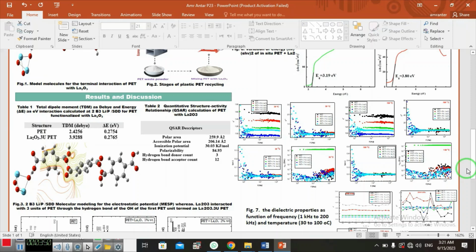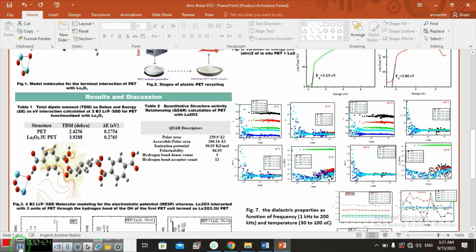Figure 3 shows the calculated MESP maps for PET with La2O3. The MESP maps showed that the charges were redistributed within the structure and localized at the interaction site with increased intensity of the red regions. Thus, the electronegativity within the PET structure is increased in the case of functionalization with La2O3. All these changes confirm that the functionalization of PET with La2O3 enhances its reactivity and can then be used for energy storage.